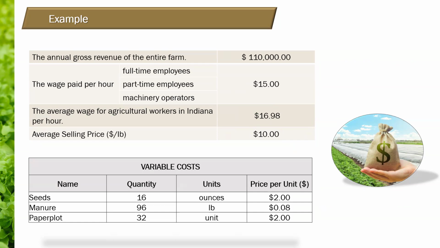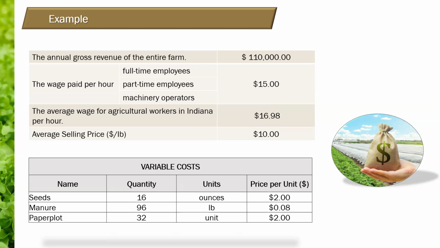So the farm's annual gross revenue was at that moment $110,000. So the employees, whether full-time, part-time, or machinery operators, were paid $15 per hour, which is slightly below the Indiana state average. And the average selling price for the products across the channels was $10 per pound. So these are some other variable costs that you will need to input into the calculator, so the calculator will provide the reports.